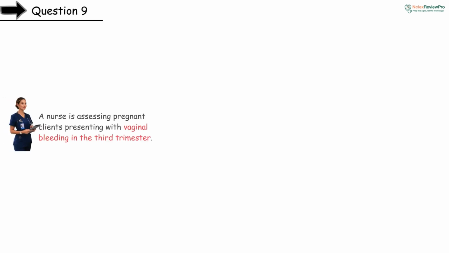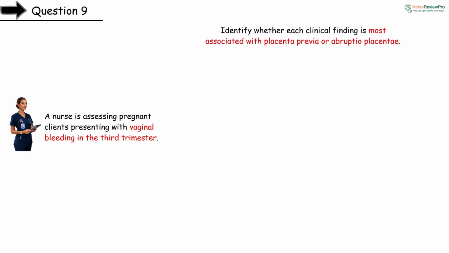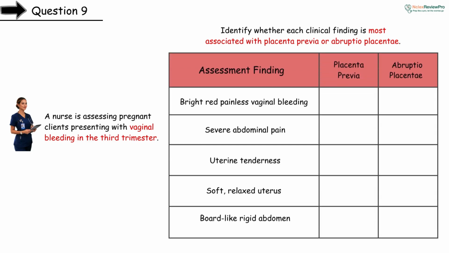Question 9. Matrix. All right, let's break this down. We have pregnant clients presenting with vaginal bleeding in the third trimester, and the question is asking, which findings are associated with placenta previa and which are associated with abruptio placentae? Let's go through each finding one by one. Bright red, painless vaginal bleeding. This is placenta previa. This is the classic presentation. Painless bleeding, bright red, and often sudden.